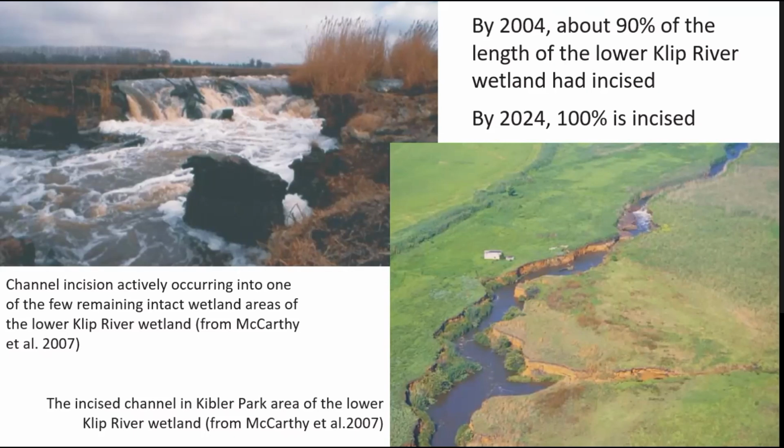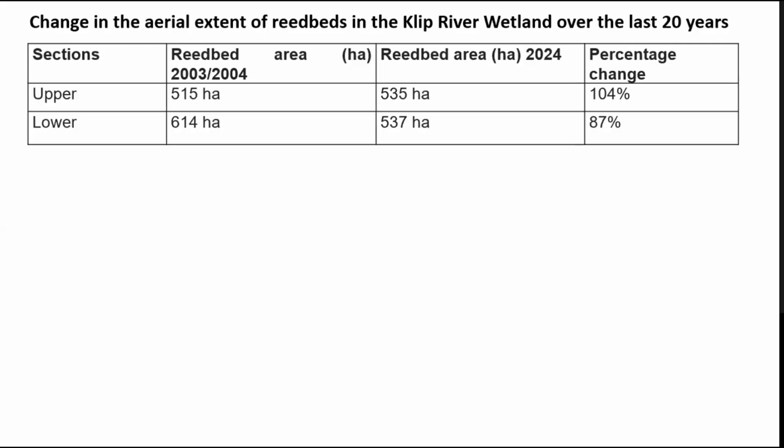You can see an incised channel, and currently this now extends throughout the entire length of the lower section of the Klip River wetland. And this has had a primary effect on the hydrology of draining the water that would otherwise have been more laterally spread.